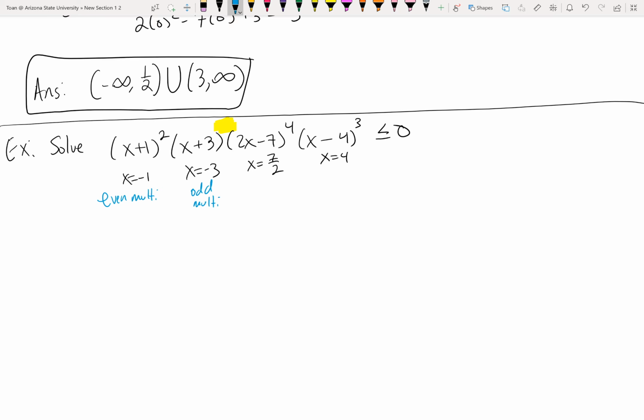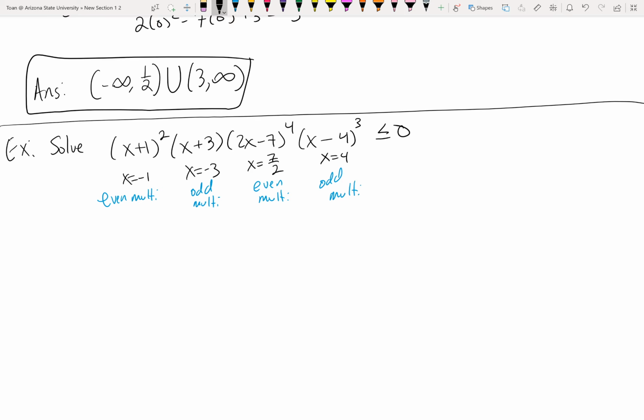Move on to the next x-intercept. The next intercept is 7/2. The 7/2 came from this parentheses, and that parentheses has an exponent of 4, which is an even number. So this is an even multiplicity. And hopefully I don't have to do any highlighting for the very last one. It has an odd multiplicity.